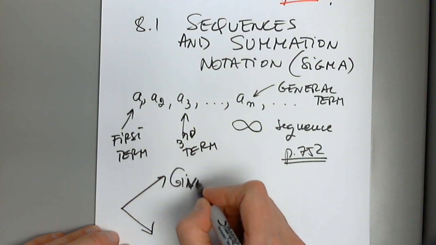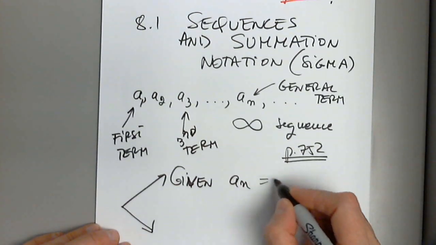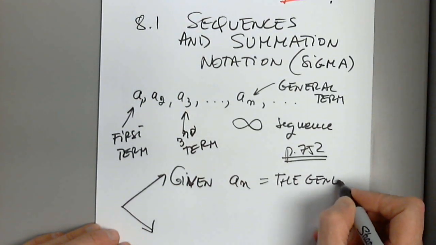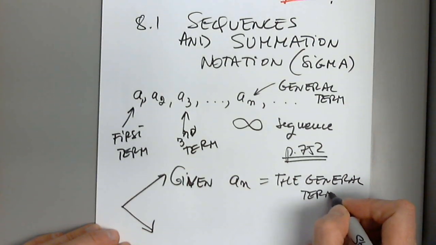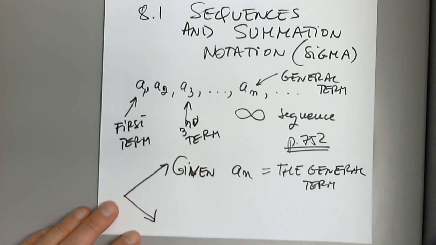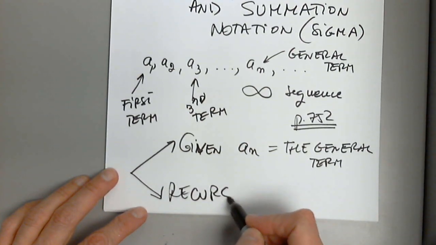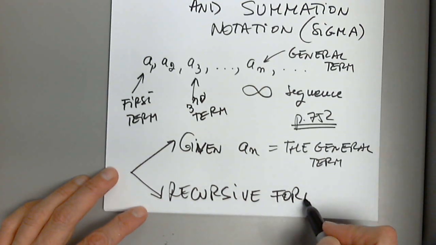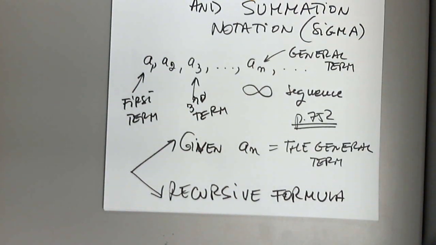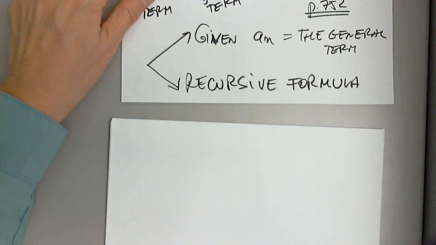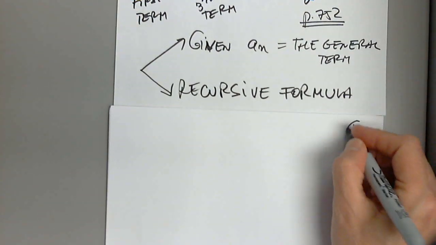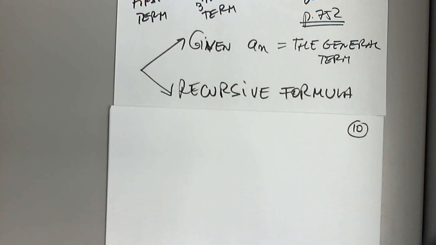Given a sub n, which is the general term. And there is a second way. It's called the recursive formula. So we can be given a sequence by giving us the general term or a recursive formula. Let's look at an example from each, and then we'll talk about sigma or the summation notation.